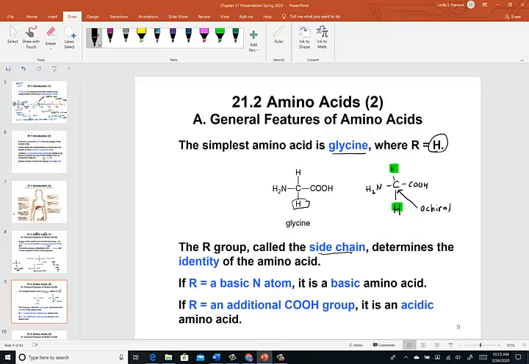Now, if R is a basic nitrogen atom, the amino acid ends up being basic. So if something down here in the R group is a basic nitrogen atom, that's going to dominate the pH. Sometimes we'll see that there's an additional COOH group down there, and if there is, it's an acidic amino acid. Most of them are neutral, because the R group does not contain an additional basic nitrogen or an additional carboxylic acid. Just a few do, and we'll take a look at those structures shortly.